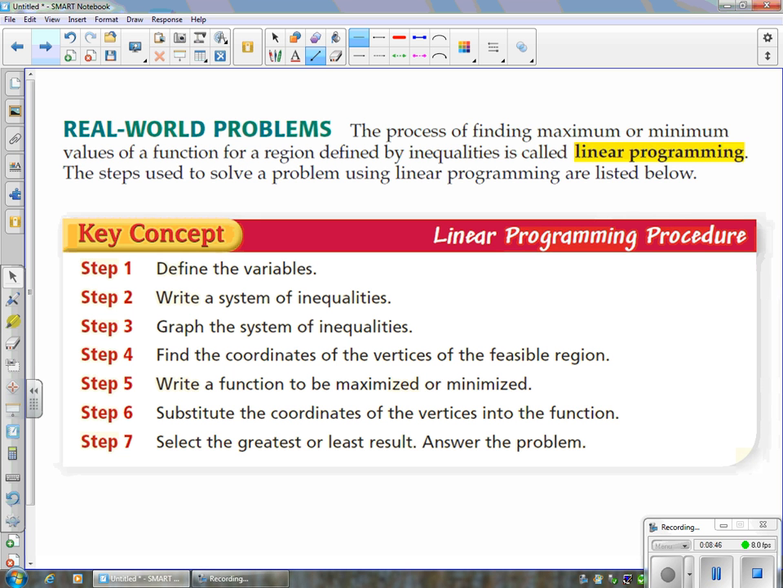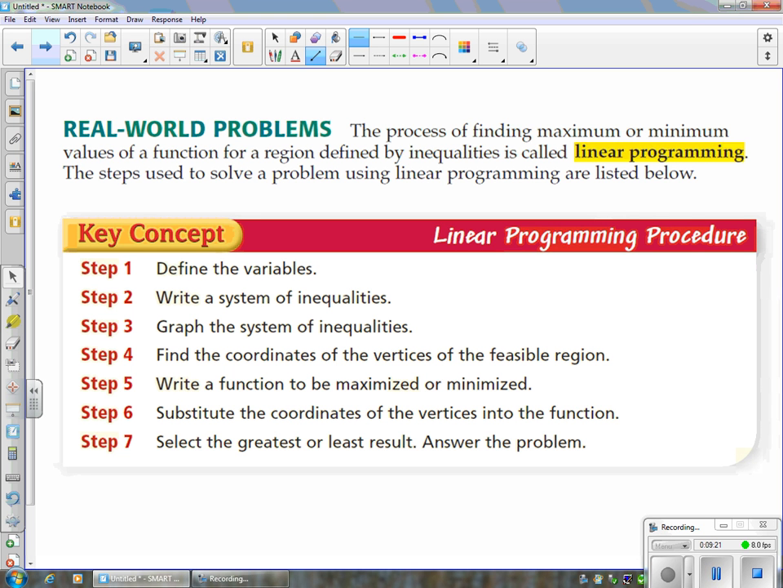Step 1, define your variables. What are your variables? What is your x and y, or what other letters you want to use. Step 2, write a system of inequalities. You're going to have a few inequalities. Could be as few as 2 or 3, could be as many as 8, 10, 12. It's unlimited. Step 3, graph the system of inequalities and find your feasible region. Step 4, find the coordinates of the vertices, those corners of the feasible region, and list those points out.